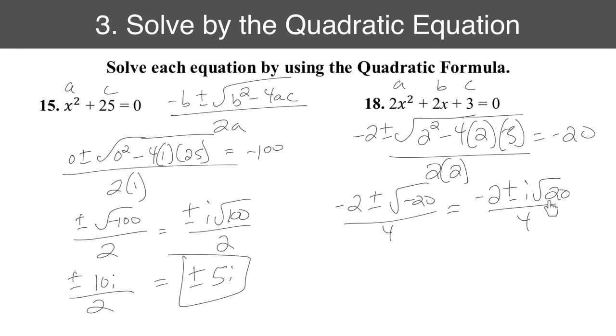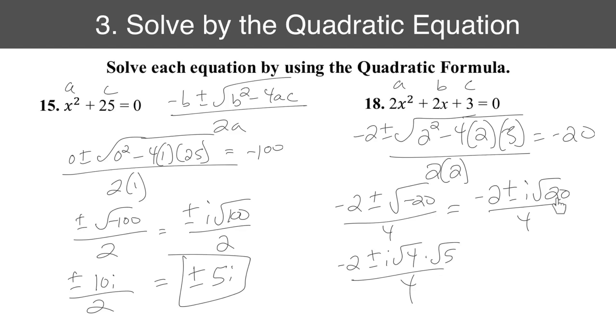So the first one I can think of is 4. 4 is a perfect square, and it'll go into 20. So let's take a look at that. When I divide 20 by 4, I get 5. And 5 is not a perfect square also, but it can't be simplified anymore. So I'm going to replace the 20 with square root of 4 times the square root of 5. So I have negative 2 plus or minus i square root of 4 times square root of 5 all over 4.